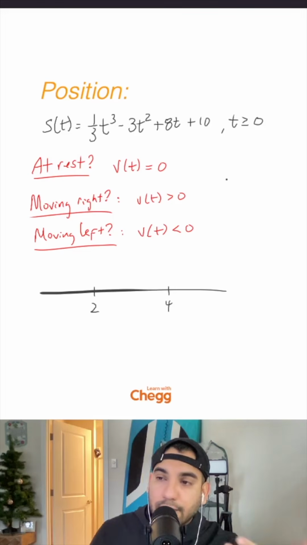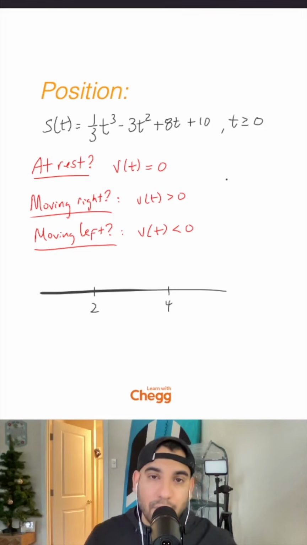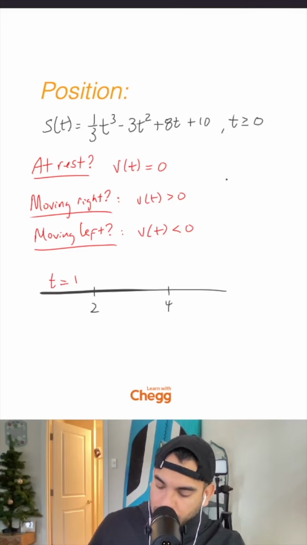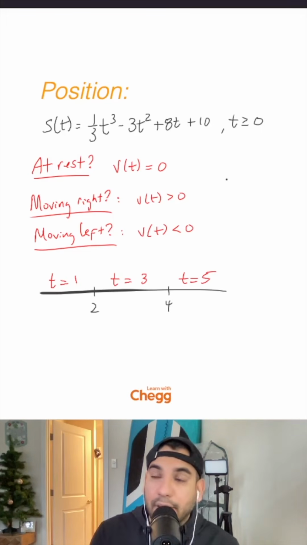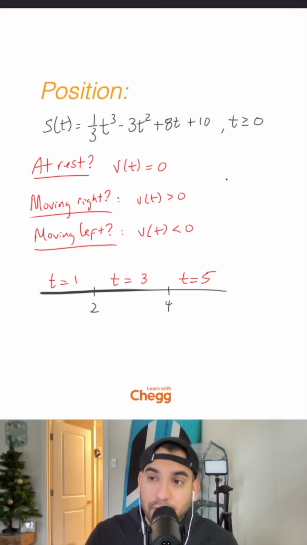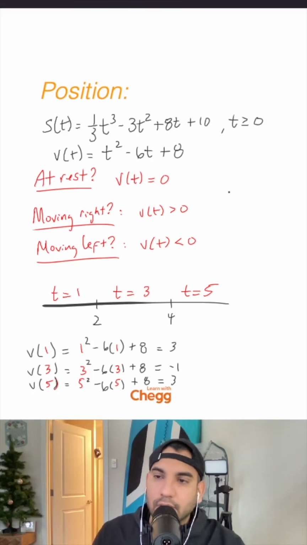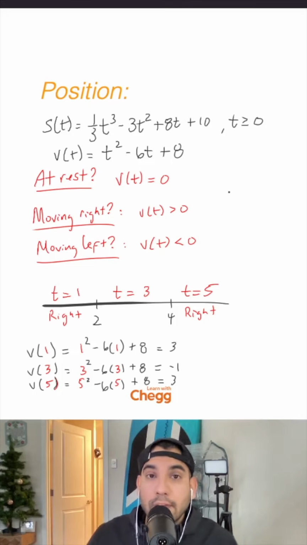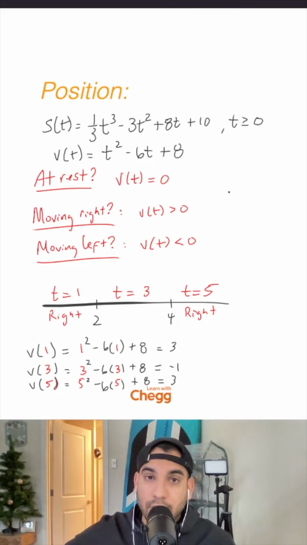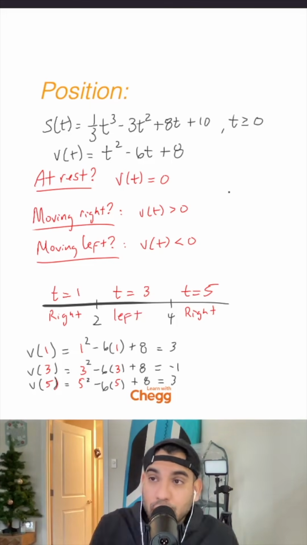We already know that at time 2 and at time 4, the particle is at rest. So all we're going to do is pick some values in between each interval. And now we're going to plug that into the velocity to figure out if it's positive or negative. Now that we plugged in these values to the velocity, you'll see that the particle is moving to the right between time equals 0 and 2, and time equals 4 and beyond. And it's moving to the left between time 2 and time 4.